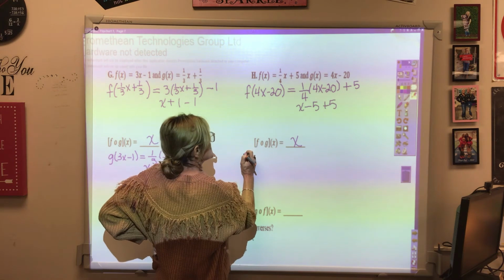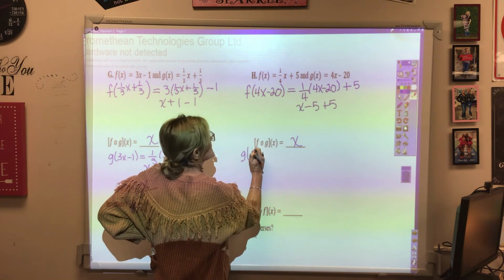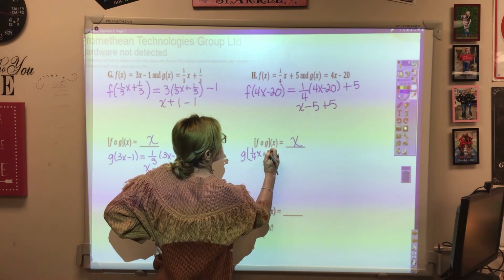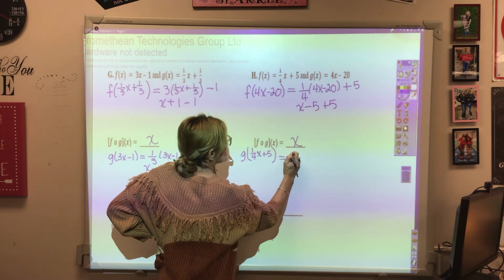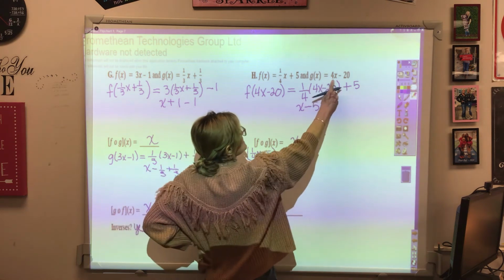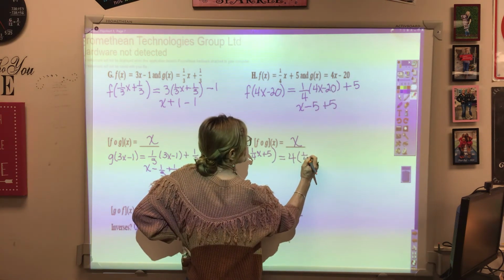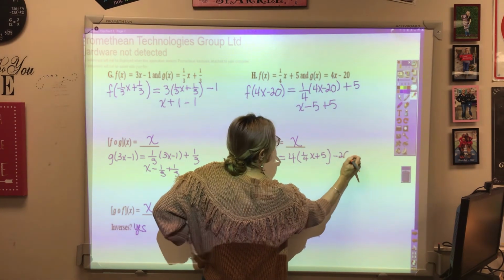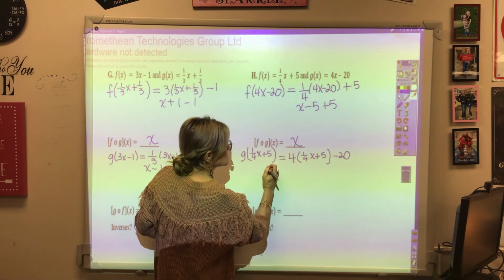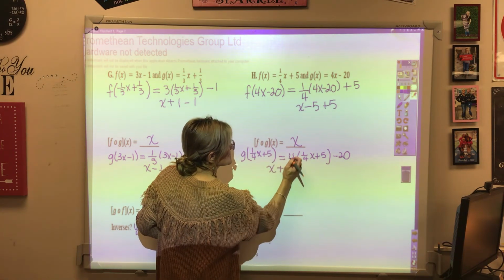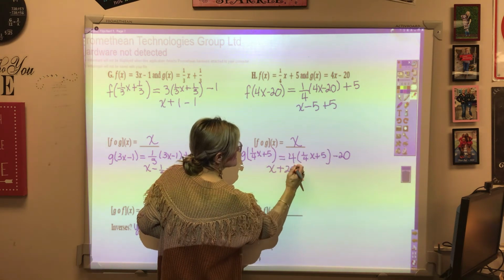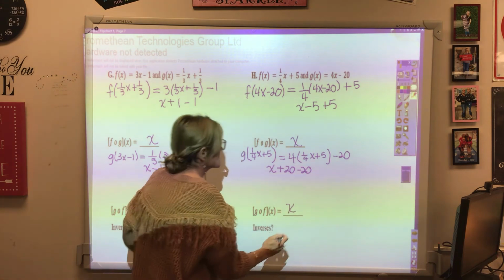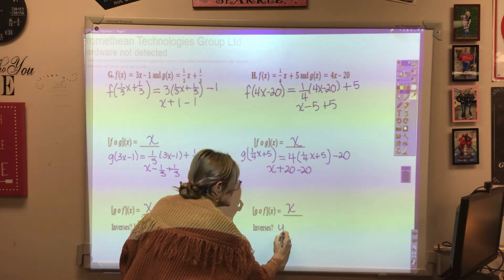And then we're going to take g of f of x, which f of x was 1/4 x plus 5. So we're going to have 4 times, so I'm using the g of x, 1/4 x plus 5 minus 20. 4 times 1/4 x would be x, plus 4 times 5 would be 20, minus 20 would give us x again. So are these inverses? Yes, they are.